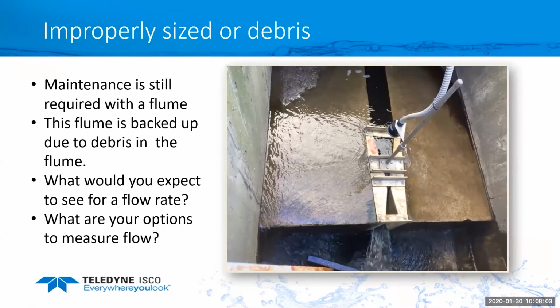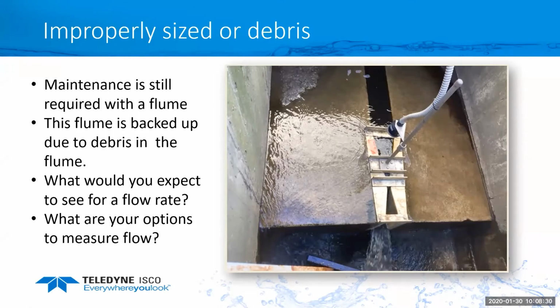So in this example here, having an improperly sized flume or debris going through a flume can cause problems. As the picture shows, we've got water backed up through that flume. Water is still coming out the other side. So some maintenance is required with this. And what you'll notice is that your water level is going to go up, your flow rates are going to be higher than expected, and so this flume is backed up due to debris.